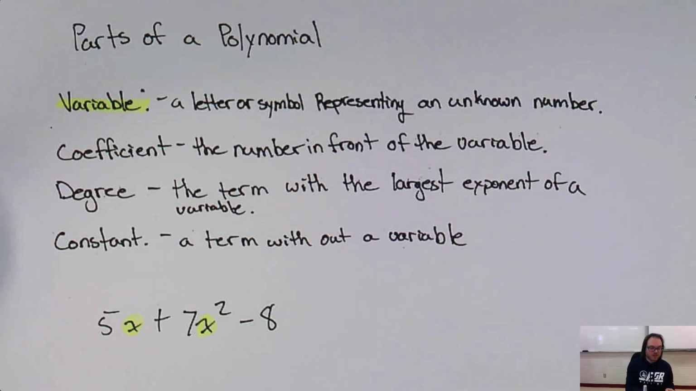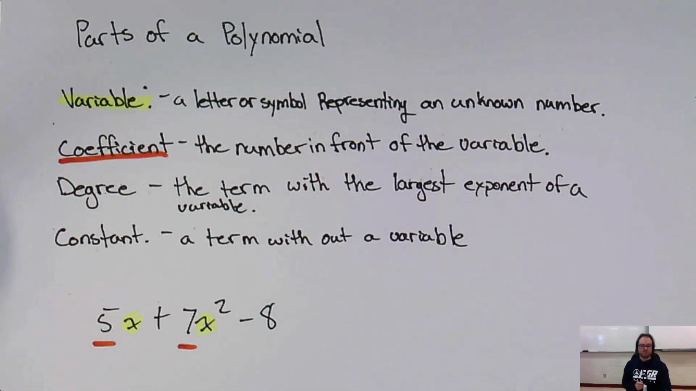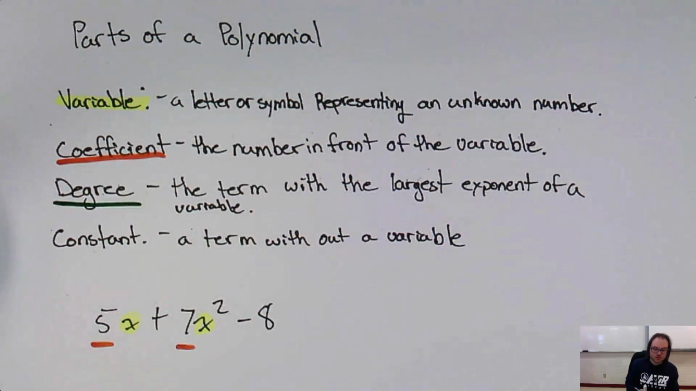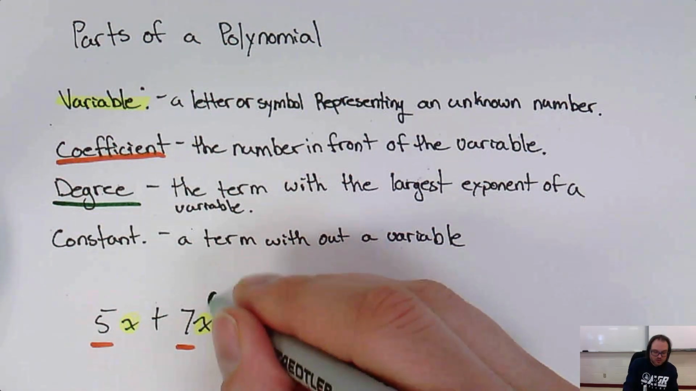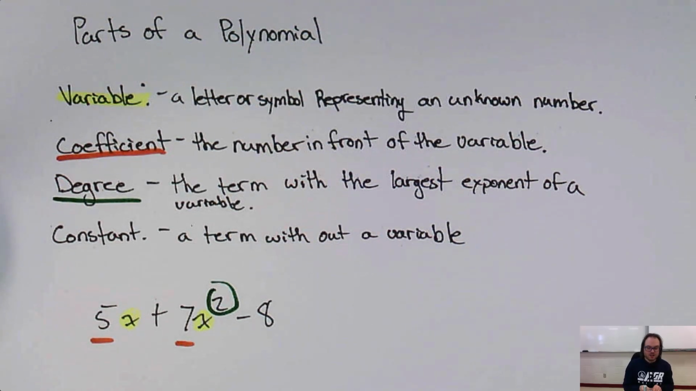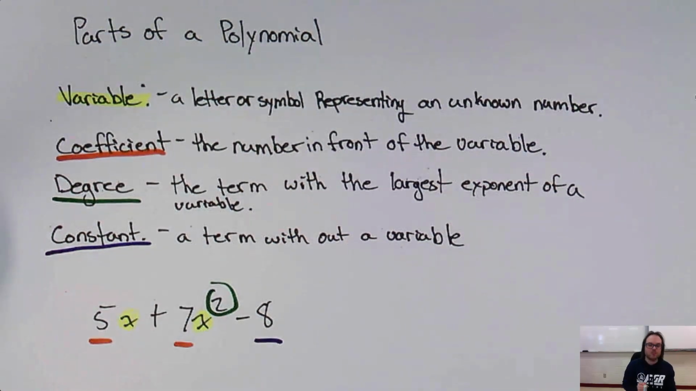Okay? What is my coefficient? My coefficients are the numbers in front of a variable. So I have 5 and I have 7. My degree is going to be my largest exponent of a variable. That's going to be here 2. And my constant is the term without a variable. So my constant is going to be 8.